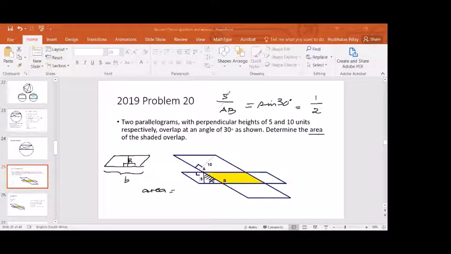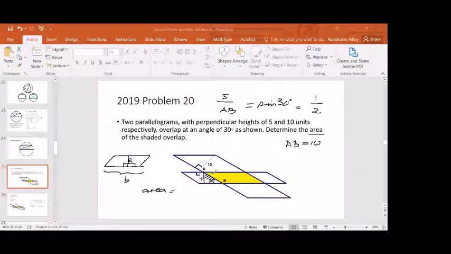So there you have it. You got 5 over AB is equal to half. So what must AB be? AB is then 10. So we know what AB is. AB is 10. So this thing here is 10.